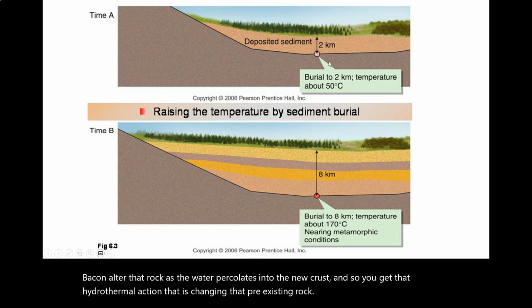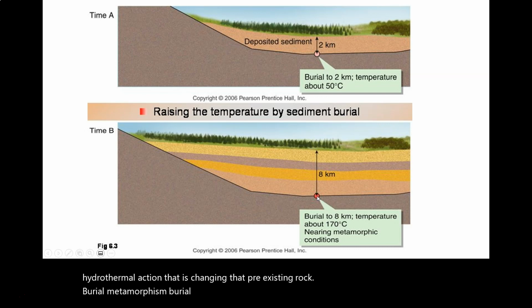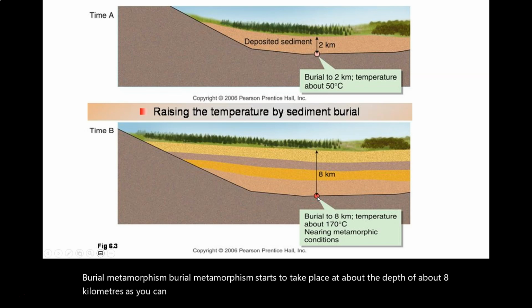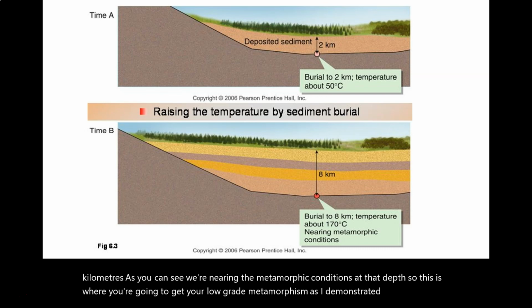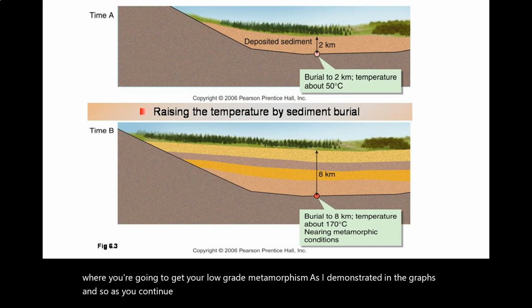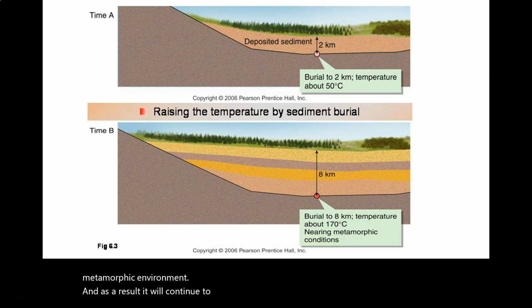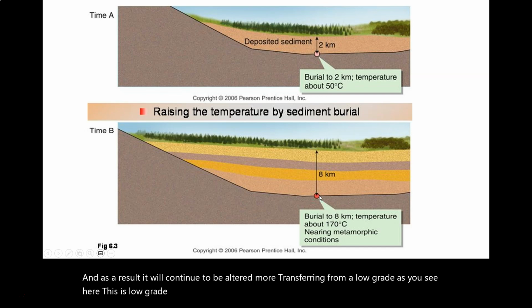Burial metamorphism. Burial metamorphism starts to take place at a depth of about 8 kilometers. As you can see, we're nearing the metamorphic conditions at that depth. So this is where you're going to get your low-grade metamorphism, as I demonstrated in the graphs. And as you continue to go deeper, that rock will continue to experience a greater metamorphic environment, and as a result it will continue to be altered more, transferring from low grade, as you see here, and as more and more burial occurs, you end up getting high-grade metamorphism.